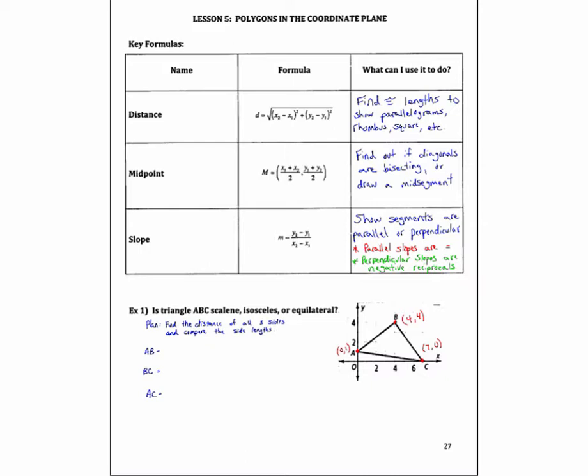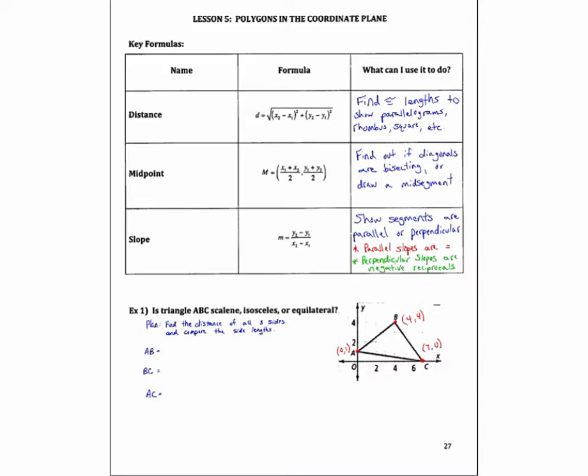The second most important one, though, would be slope, because slope is going to tell me if I have parallel lines. And remember, parallel slopes are going to be equal. And slopes can also tell me if something's perpendicular, because if the slopes are negative reciprocals, then I know they're perpendicular and they have right angles. And again, if I can show right angles, I might be able to show a rectangle or a square. If I can show parallel, then I can show a parallelogram, etc., etc. So those are the formulas we're going to be using. So let me show an example number one, how we go about doing that.